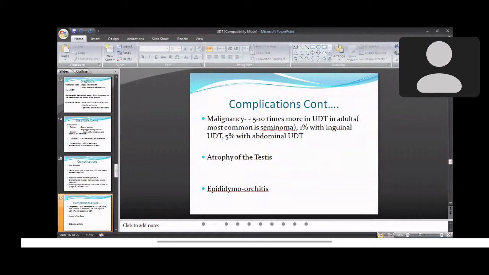Complications: malignancy, 5 to 10 times more in UDT in adults, most common is seminoma, 1% with inguinal undescended testis, 5% with abdominal undescended testis. Atrophy of the testis and epididymo-orchitis.